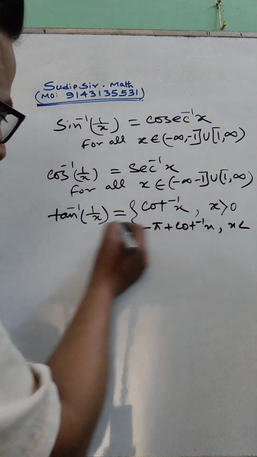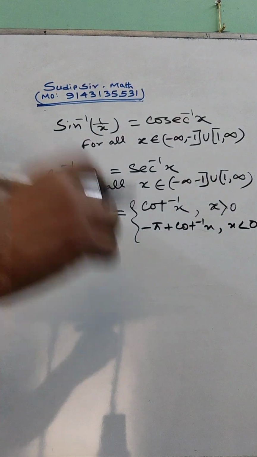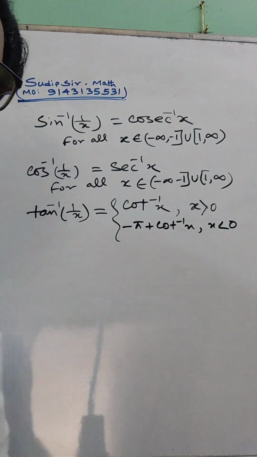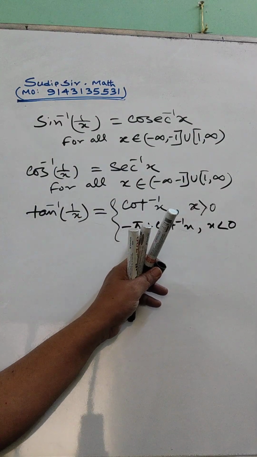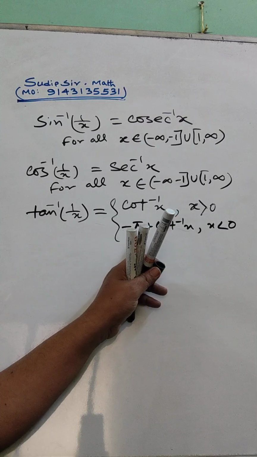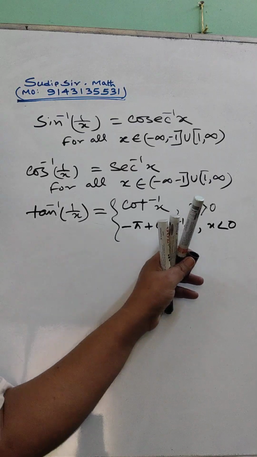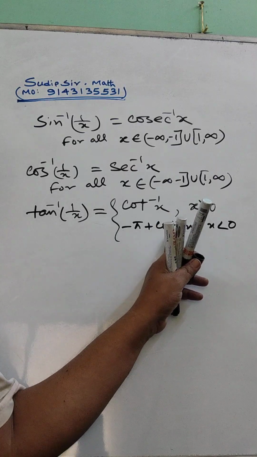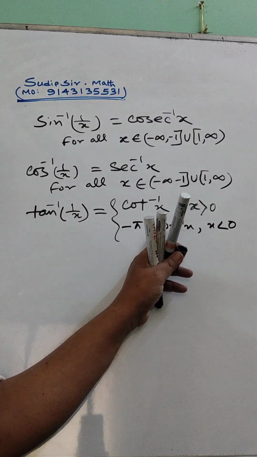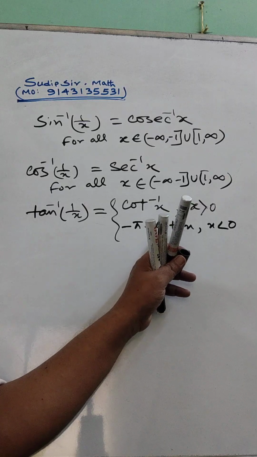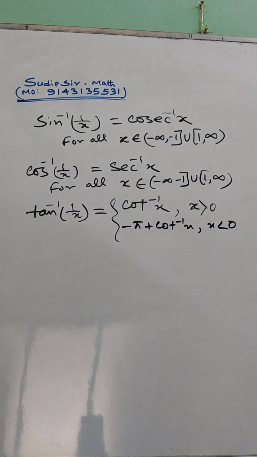When x is less than 0, 0 cannot be taken. When x is less than 0, it will be minus pi plus cot inverse x. And for x greater than 0, cot inverse x will be the same as that. Now, other formulas.